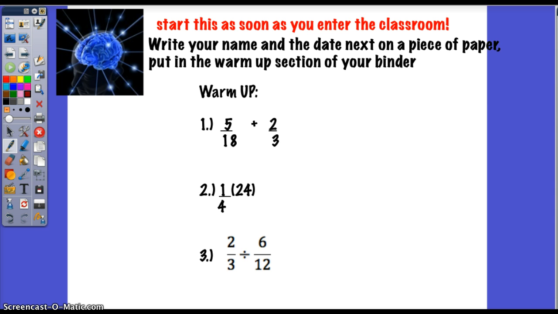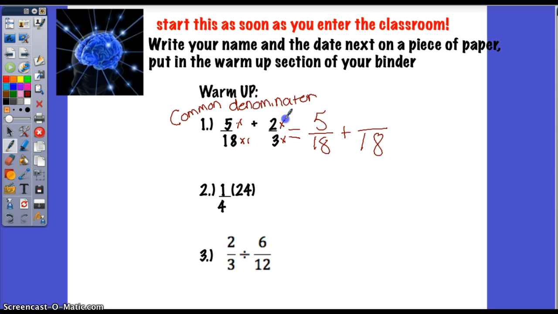Okay, number 1, now that you're done, remember you need to get a common denominator. What can 3 and 18 become? Both, they can become 18. So our common denominator is going to be 18. So we're going to have 5 over 18 because it's times 1 times 1. 3 times 6, 2 times 6. 2 times 6 is 12. Then you add your numerators. 5 plus 12 is 17 over 18.